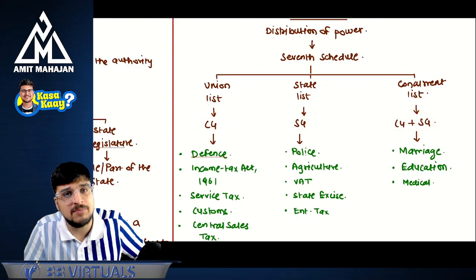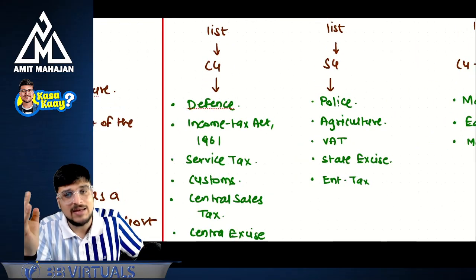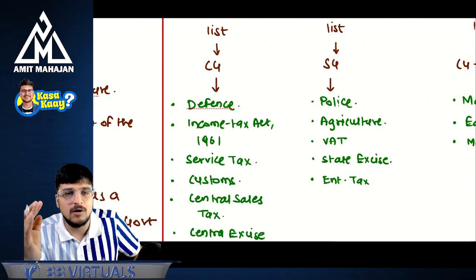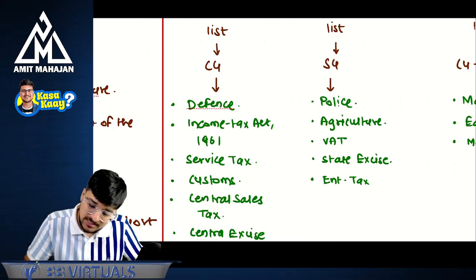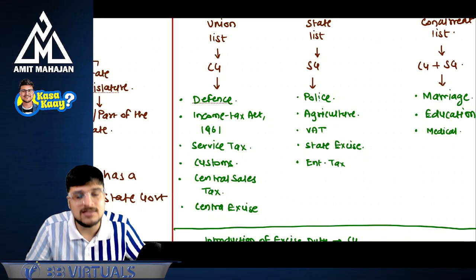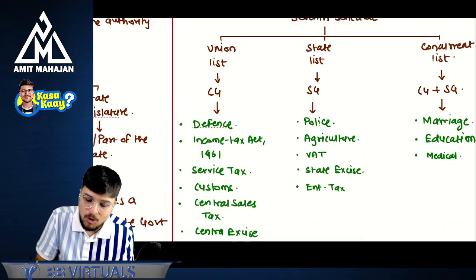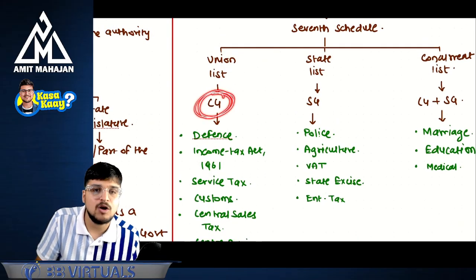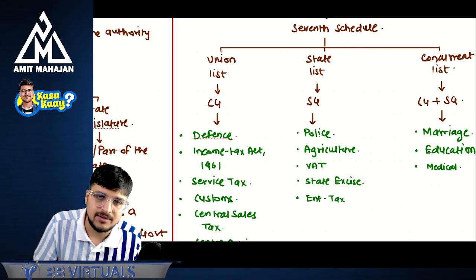Now, what are the subjects which are mentioned in Union List? Defense, Income Tax Act, Service Tax, Customs, Central Sales Tax, Central Excise. In all these topics, who can make the law? Only central government. Your state government can't interfere.